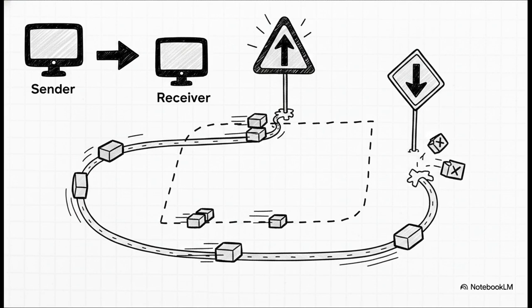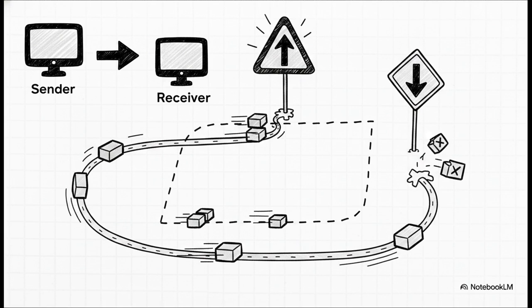Okay, so the main tool for this is something called the congestion window, or CWnd for short. Just think of it as a dynamic speed limit. It's the sender's best guess about how much data it can have in flight, sent but not yet confirmed, without clogging up the pipes.